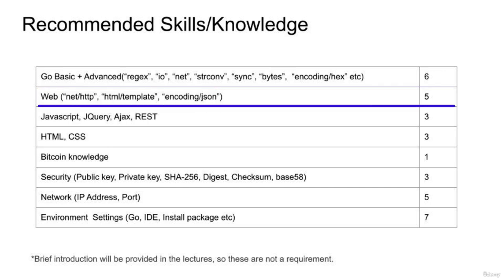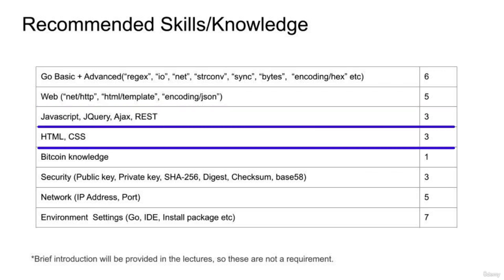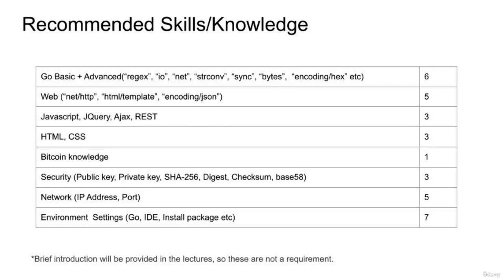Next, we have Web. In other programming languages, there are many web frameworks, but with Go, a web framework is available by default. This is usually covered in an intro class on Go, and if you're somewhat familiar with this, it should be fine. Next, we have JavaScript, jQuery, Ajax, REST, HTML, and CSS. We'll be creating a web UI, so if you're familiar with these, being able to create a web UI shouldn't be extremely difficult. But again, this isn't the most important point of the course, so I'll briefly explain to cover this topic.